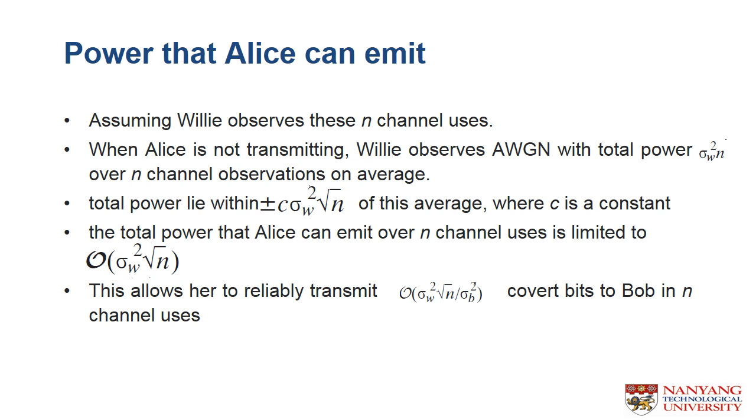Since Willie observes Alice's signal power when she transmits, in addition to noise power, to prevent Willie from getting suspicious, the total power that Alice can emit over N channel uses is limited to O(σ_W² square root of N). Otherwise, her transmission will be detected. This allows her to reliably transmit O(σ_W² square root of N over σ_B²) covert bits to Bob in N channel uses.